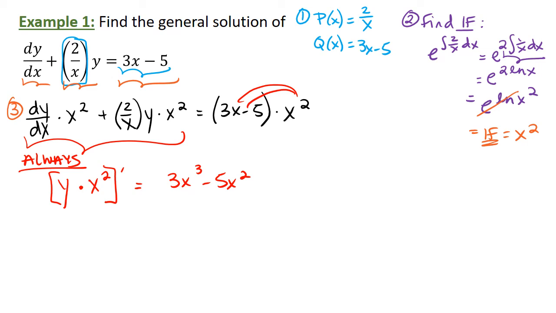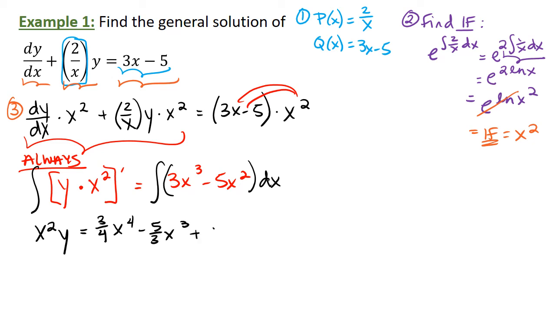Now I can go ahead and integrate this. When I integrate this derivative over here, remember the integral of a derivative cancels one another out. So this simply leaves me with the integrand, which is x squared y. I just reversed the order of those variables. And then integrating the right-hand side, you should end up with 3/4 x to the 4th minus 5/3 x cubed plus c.